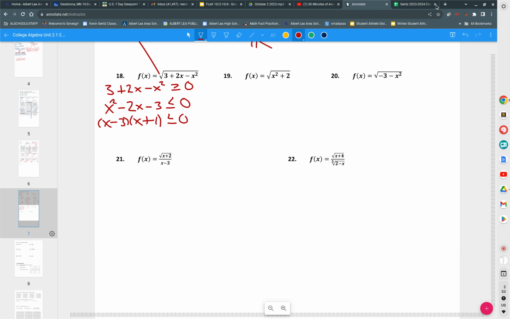So this is a graph that goes through +3 and -1. It's a parabola that's right side up. Am I wondering where this is above the x-axis or below the x-axis? Because I'm wondering where it's less than or equal to 0, I'm wondering where it's below the x-axis. And that would be from -1 to +3.